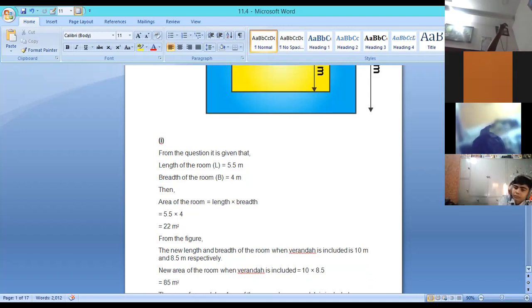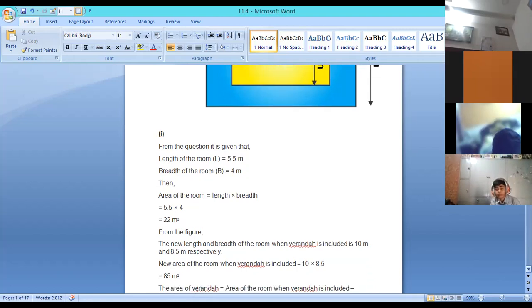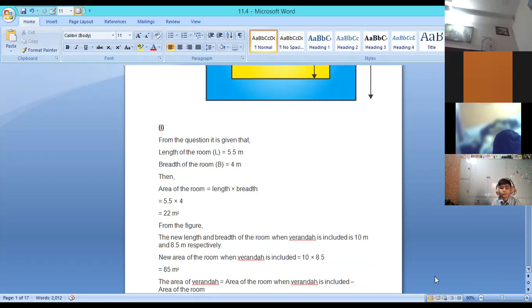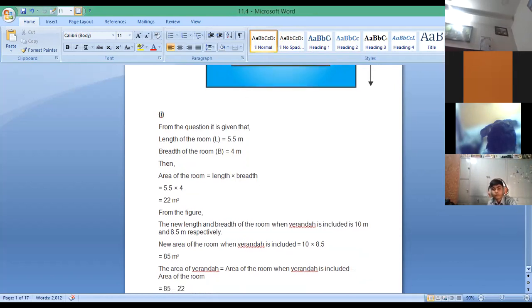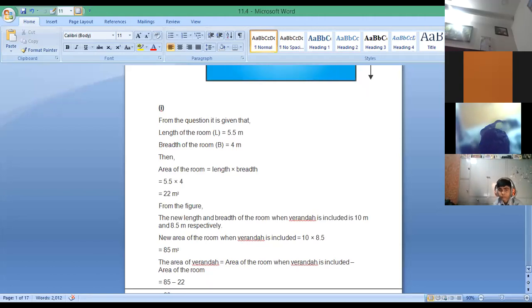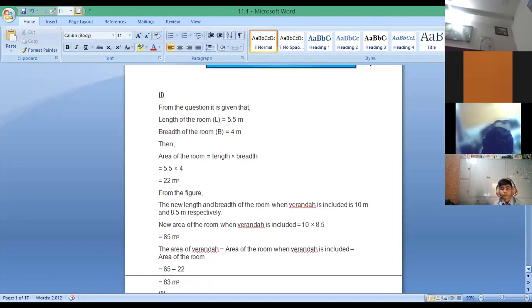Now what will be the area of the veranda? What are you going to do? Add it or subtract it to take out the area of the veranda? We'll subtract it. Area of the room when veranda is included and area of the room, we'll subtract both of them. Yes, subtracted. So when you subtract 85 minus 22, how much are you getting? 63, right, Avika? 63 meters square will be the area of veranda. That's right.